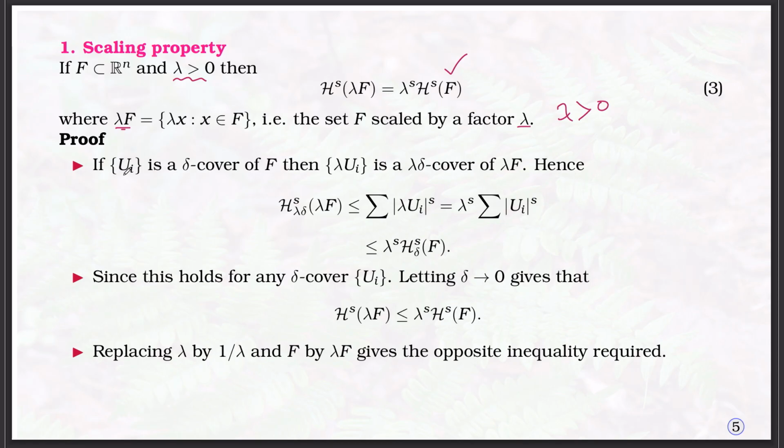Now, if ui is a delta cover of f, then each ui in the open covering has diameter at most delta. You can multiply with lambda, and then lambda ui is a lambda delta cover of lambda f. That means if you have the set f, you can multiply it with lambda. This f has some cover, that is called the delta cover of f.